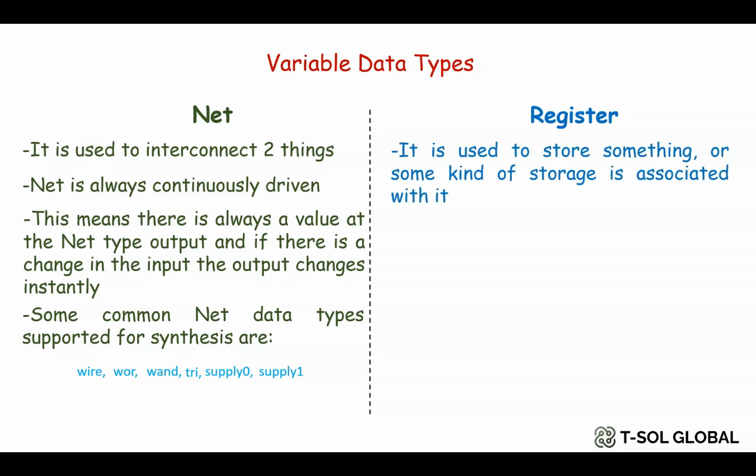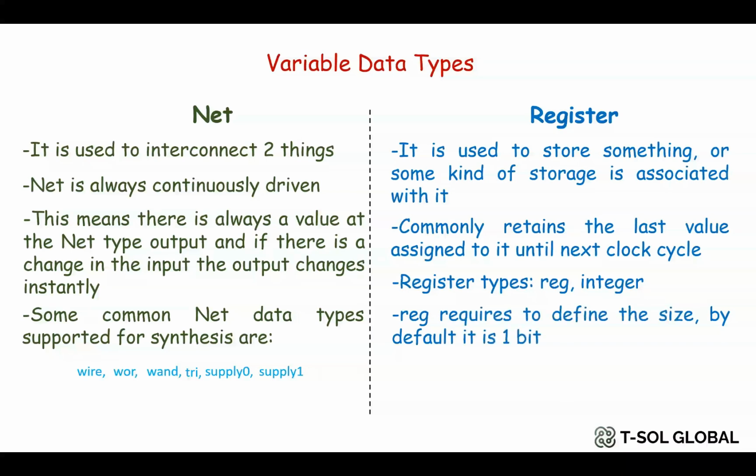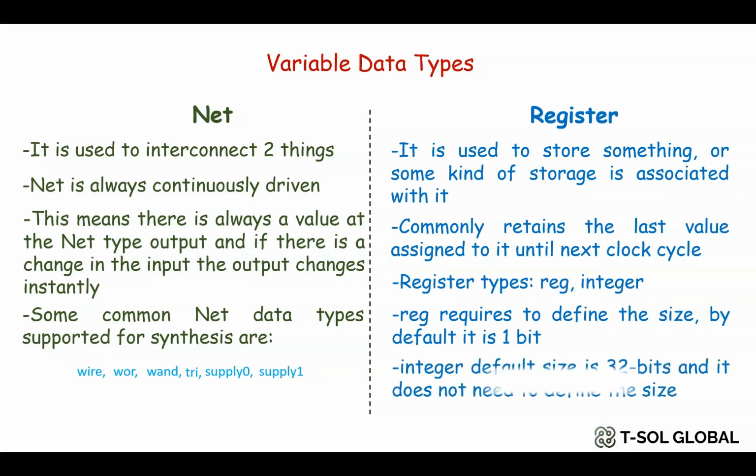In contrast, register is used to store something. It commonly retains the last value assigned to it until next clock cycle. There are two register types which are register, reg, and integer. So reg requires to define the size. By default it is 1 bit, and in integer the default size is 32 bits and it doesn't need to define the size.